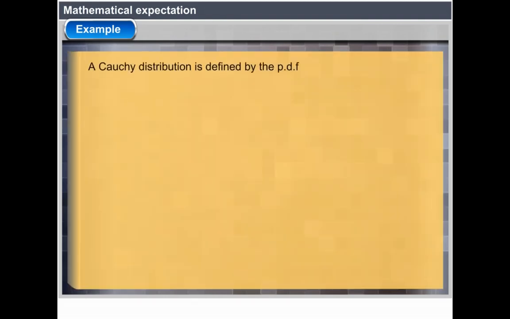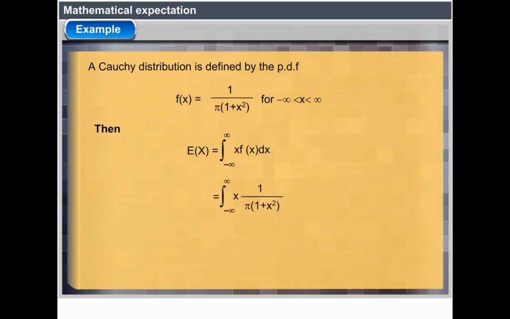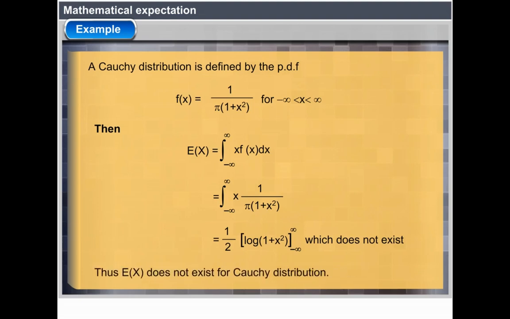Example. A Cauchy distribution is defined by the PDF f of x equal to 1 by pi into 1 plus x square, for minus infinity less than x less than infinity. Then E of X equal to integral minus infinity to plus infinity x into f of x dx. We just substitute our f of x here, that means 1 by pi into 1 plus x square into dx. Then after integrating, we get 1 by 2 pi log of 1 plus x square with the limits minus infinity to plus infinity, which does not exist. Then E of X does not exist for the Cauchy distribution.